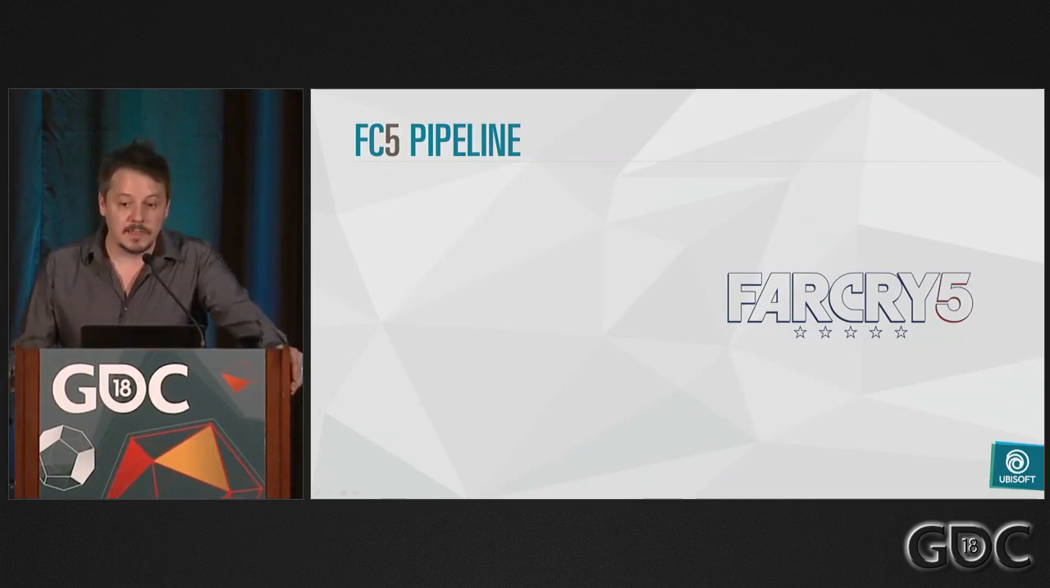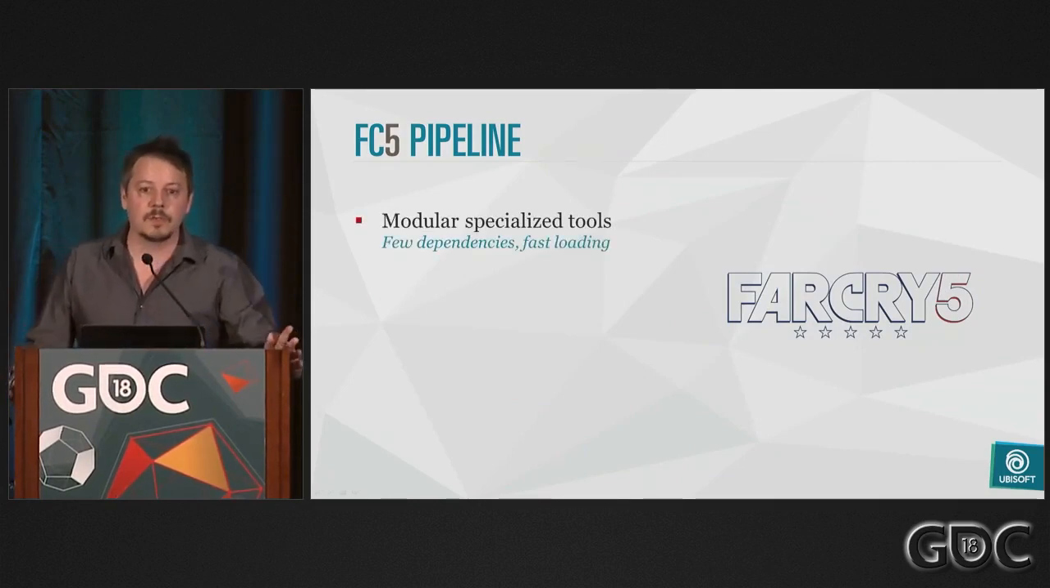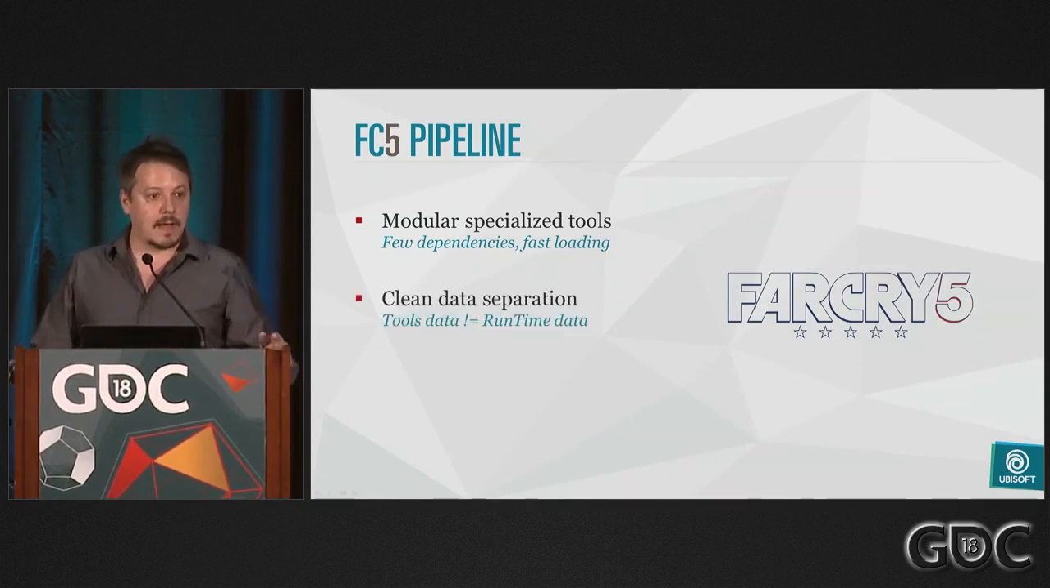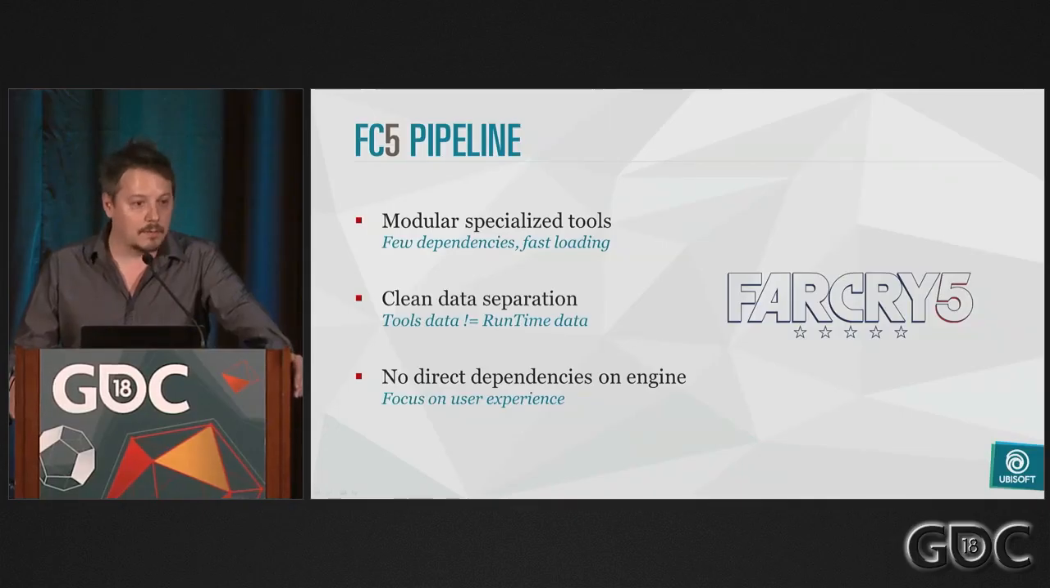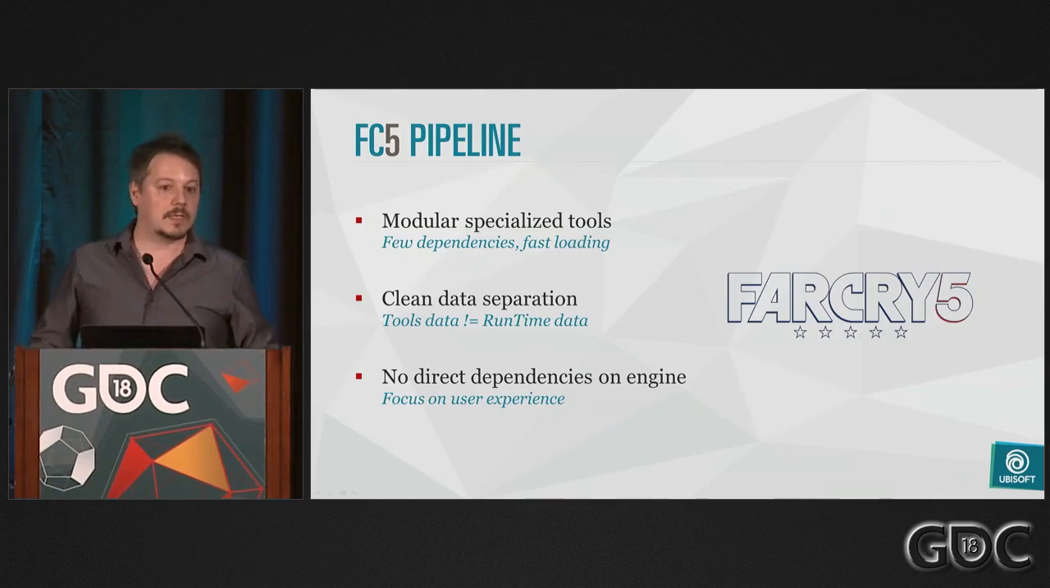So on Far Cry 5, we wanted the exact opposite. We wanted modular, specialized tools that have few dependencies, that can load fast, and that have a clean data separation between the tools themselves and the runtime itself. That means we want the tool to have a set of data. This data needs to be converted into a binary format for the runtime. The runtime only knows how to read this optimized data and not the tool's data. We also wanted those tools to have no direct dependency on the engine, so that when you work on a tool you can focus on the user experience and not on the problems that you may have with the interaction with the engine. So how can we achieve that?